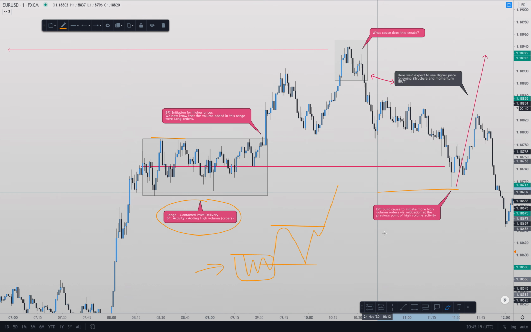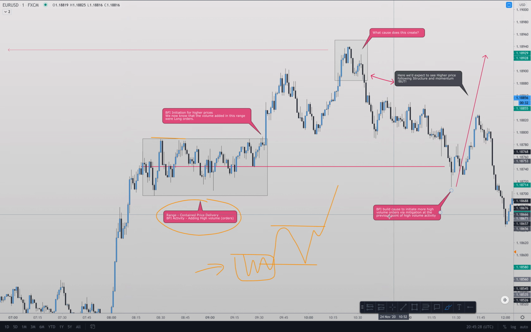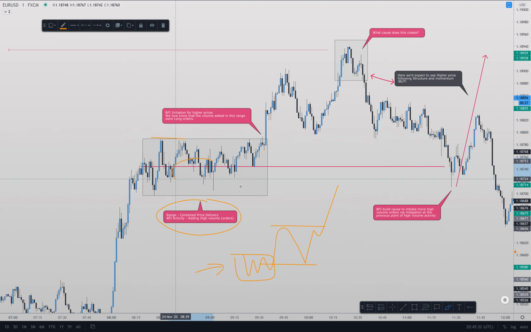So what I've said here is BFI calls, BFI build cause to initiate more high volume orders via mitigation. So at this point, they're looking to essentially mitigate out the losses and add more volume into the market. So adding on to their positions essentially, via mitigation at the previous high volume activity point.